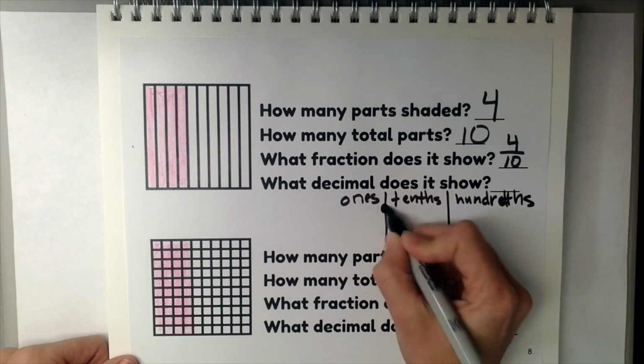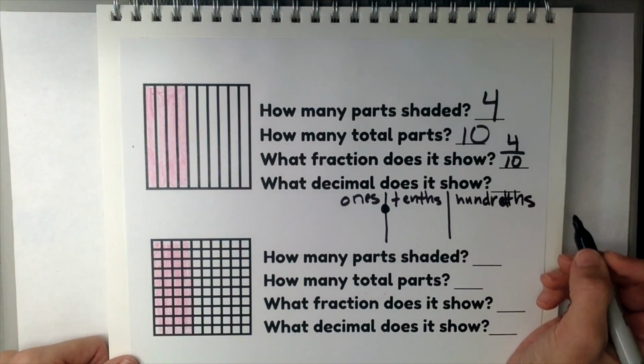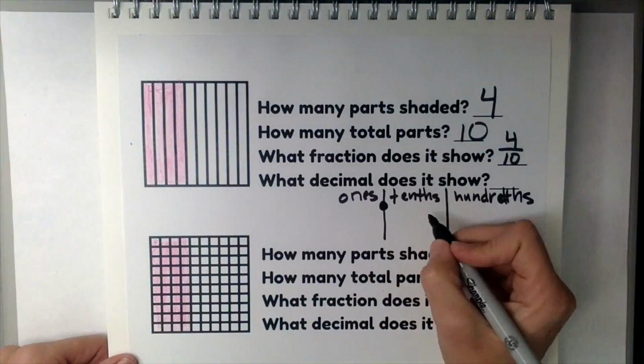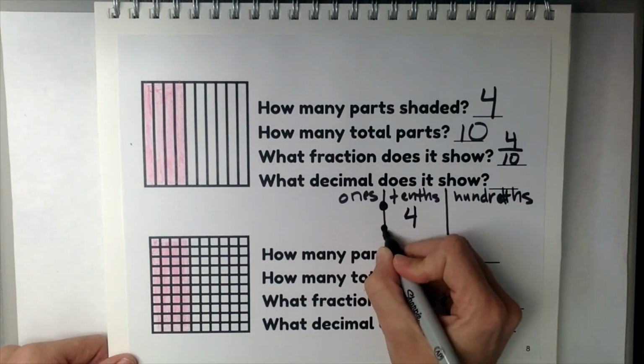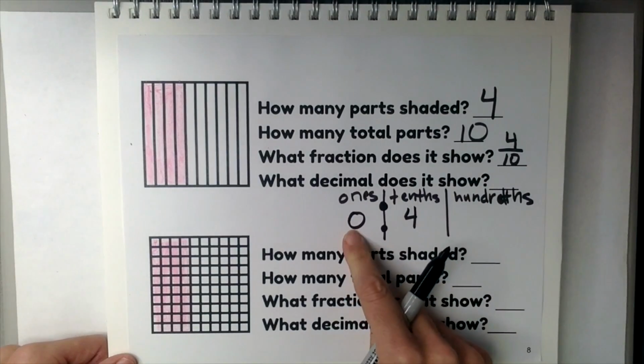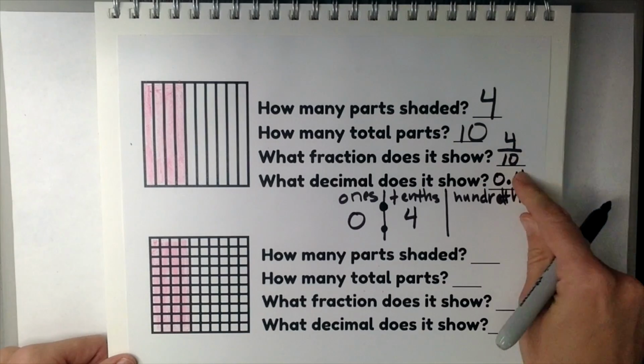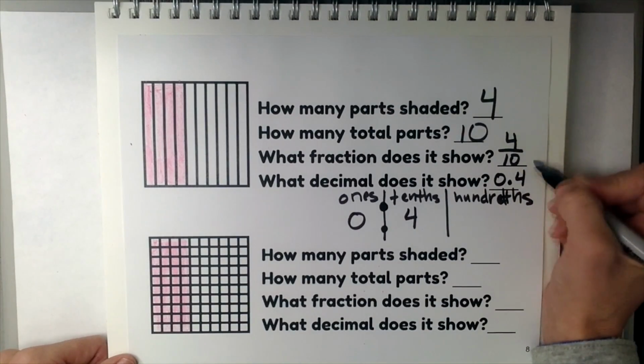And we know right here is that decimal point that I mentioned earlier. So we don't have a whole, we have no ones, but we do have 4 tenths. So we can write this like this, 0.4. So these two are equal to each other.